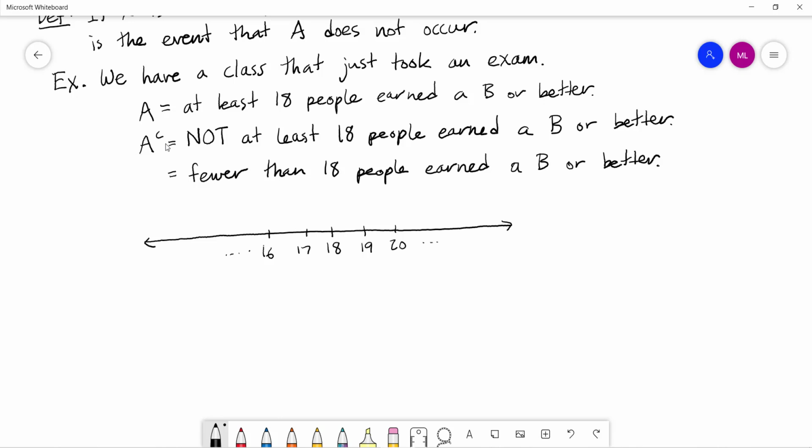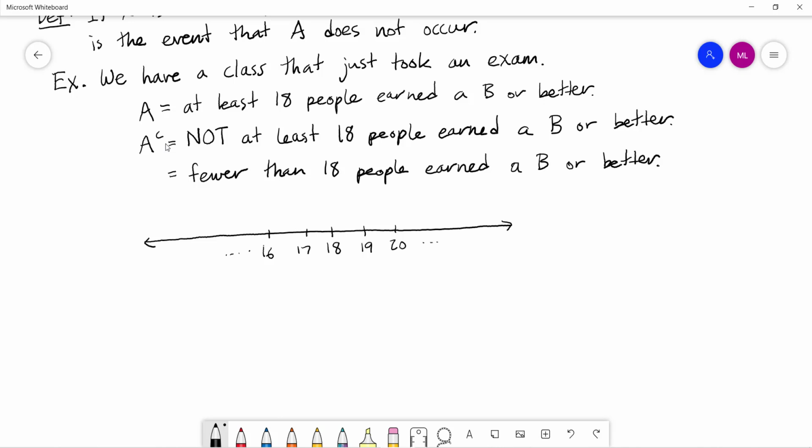If we had a class, and let's just say there's 30 people in it, and we're interested in, just for some reason this question, 18 happens to be the number that we're interested in. There's only two things that could have happened in regard to this number 18 and people getting a B or better. Either 18 or more people got a B, or fewer than 18 people got a B. Those are the only possibilities.